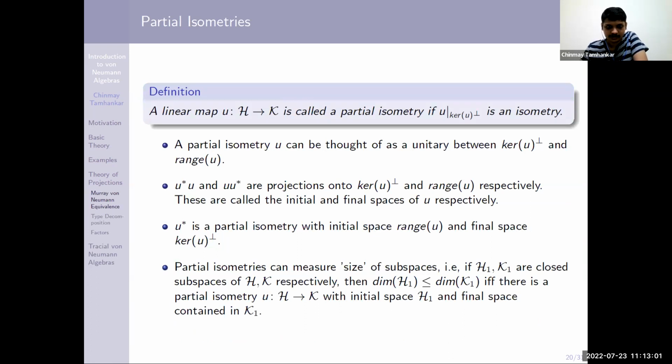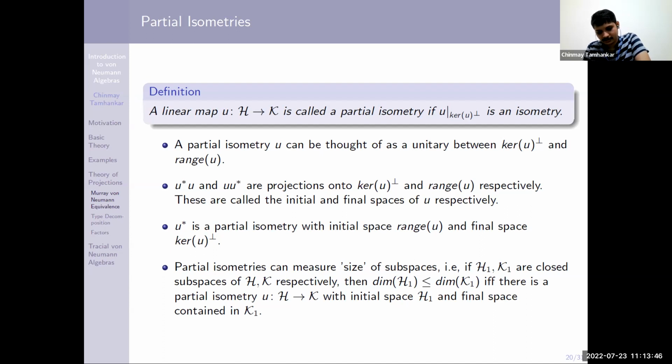Let us first of all recall what these partial isometries are. A linear map U from H to K is called a partial isometry if U restricted to its kernel perp is an isometry. So a partial isometry can be thought of as a unitary when you restrict the domain and codomain to its kernel perp and the range respectively. And we see that U star U and U U star are projections. U star U is the projection onto the kernel perp of U, and U U star is the projection onto the range of U. The kernel perp of U is called the initial space, and the range of U is called the final space of U.